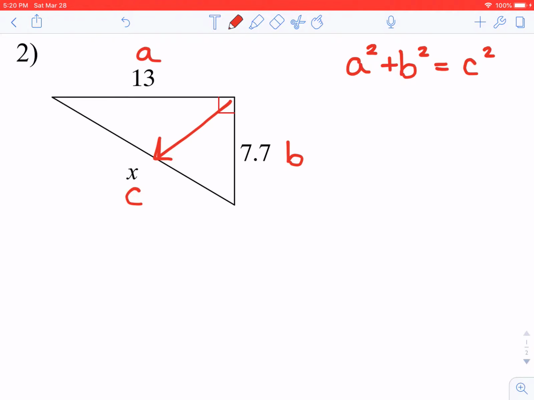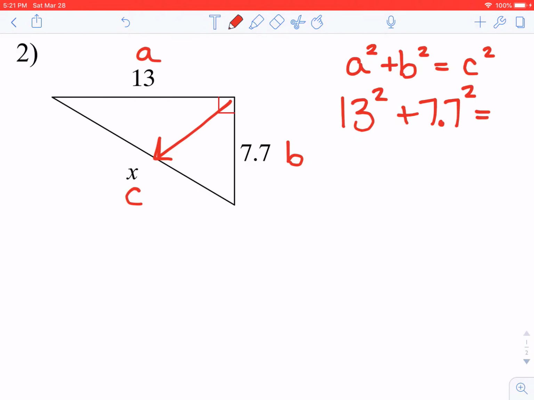Okay, and all I'm going to do for the next step is substitute numbers, or variables if I don't know the value, for a, b, and c. Well, I know one of my legs, a squared, that's 13.